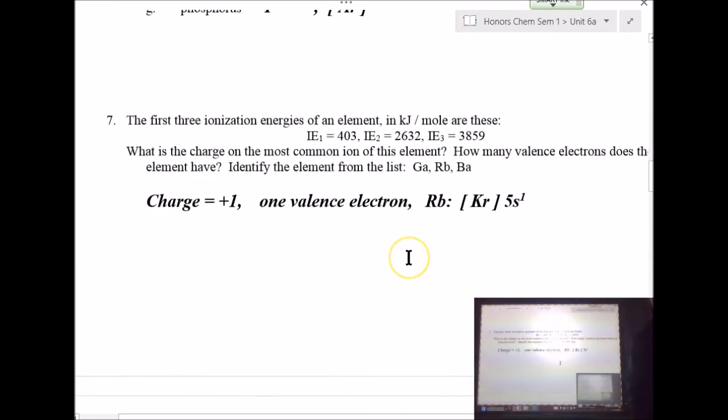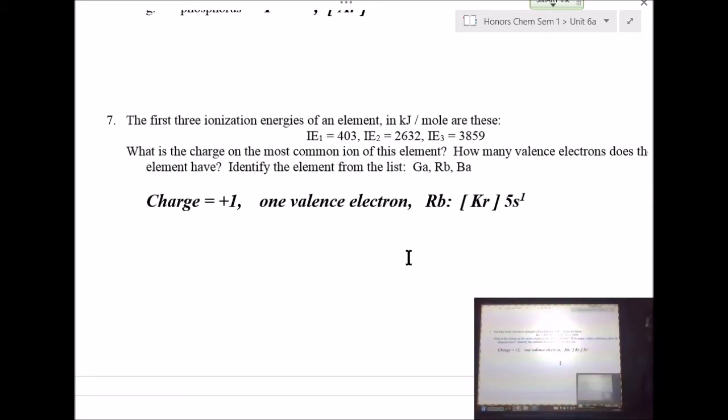All right. I love these questions. And you will too, because you're going to see a couple of them tomorrow. And it'll be worded differently. And again, it's all about the ionization energies, being able to determine who are my core electrons and who are my valence. So number 7 says the first 3 ionization energies of an element in kilojoules per mole, don't worry about the units: IE1 is 403, then 2632, and then 3859.